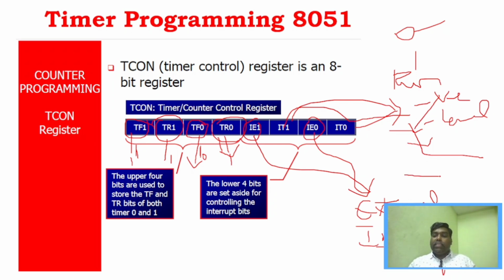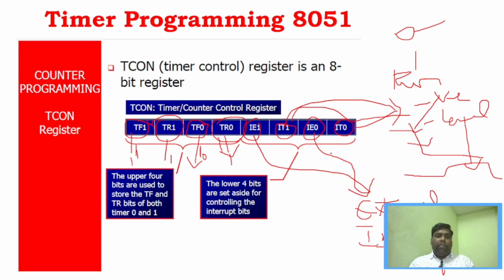And similarly, when the interrupt happens at the lower level, that is called a lower level triggered interrupt. Whether the external interrupt is low-level triggered or negative edge triggered will be indicated by these two bits. I have explained all these things before.